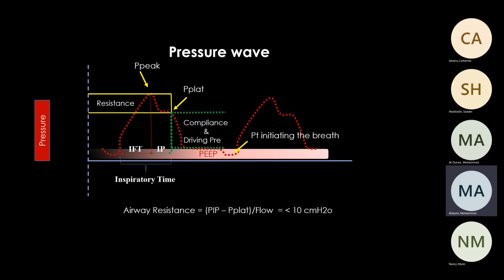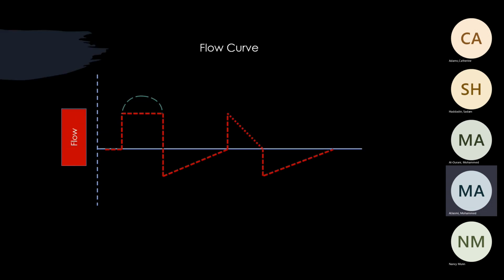So we said airway resistance, which is the peak pressure minus the plateau pressure divided by flow, and normally should be less than 10. And the static compliance, we said it is the volume divided by the driving pressure, which is the plateau minus the peak. The dynamic compliance is the peak minus the plateau. However, we care more about the static compliance, and we care about the resistance for follow-up of your patient.